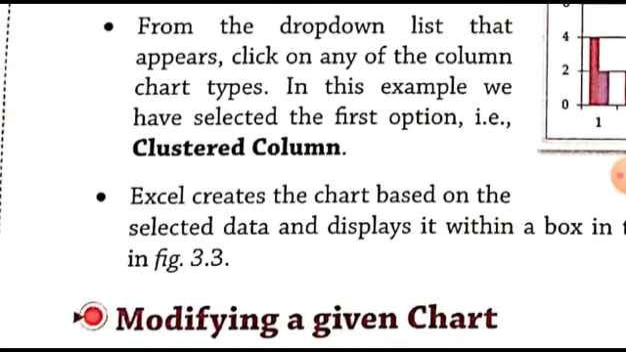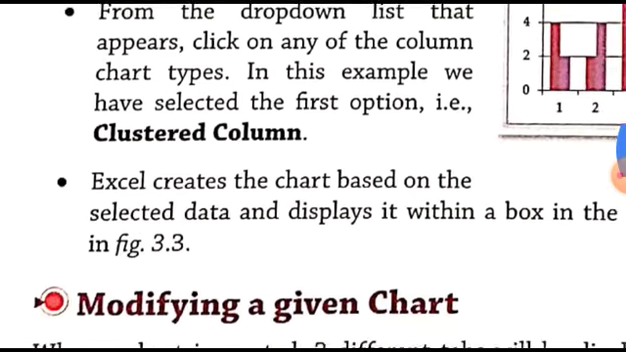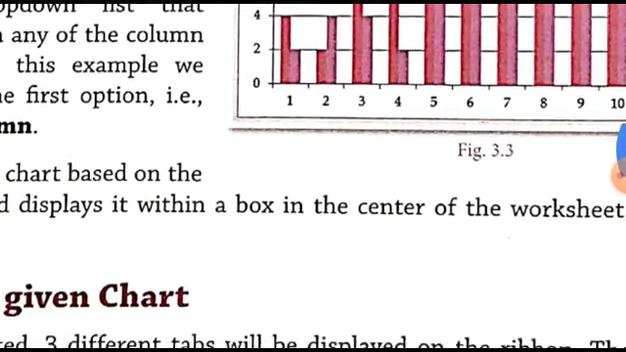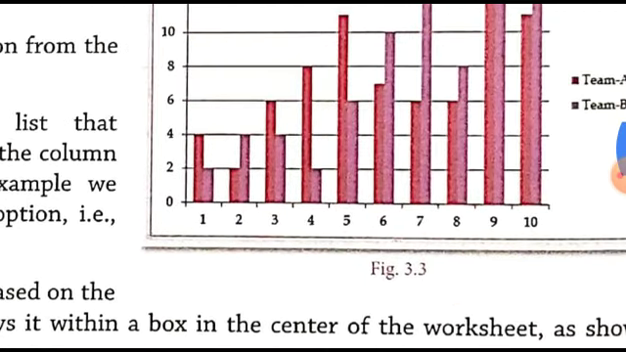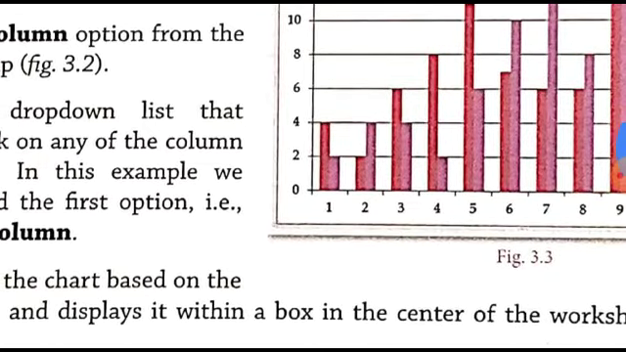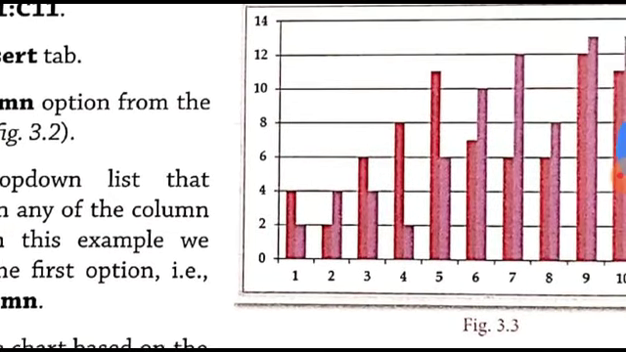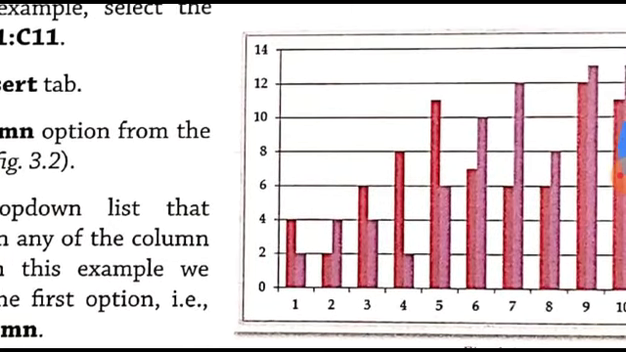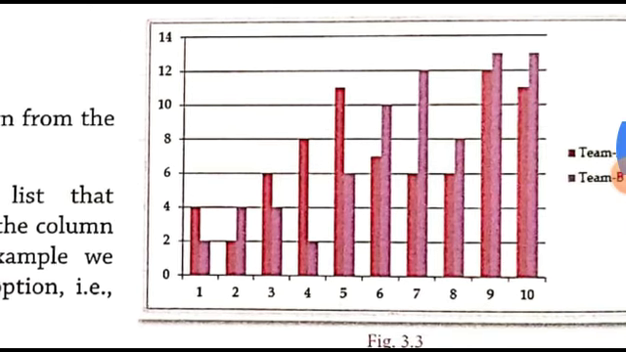Excel will now create the chart based on the selected data, and it will be displayed in a box in the center of the worksheet. Okay, this chart will be displayed. Actually, we can see the vertical axis, or y-axis, has the values of the runs scored in the different overs, and the x-axis, or the horizontal axis, has the values 1 to 10, which are the values for the number of overs.